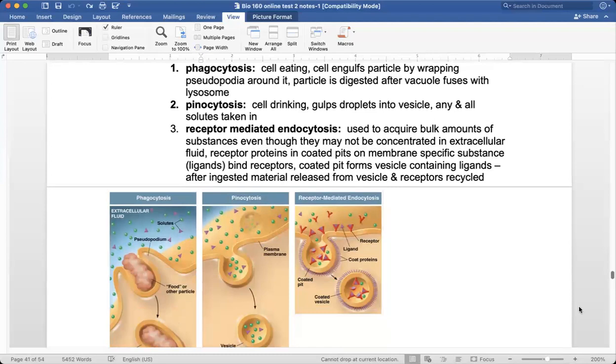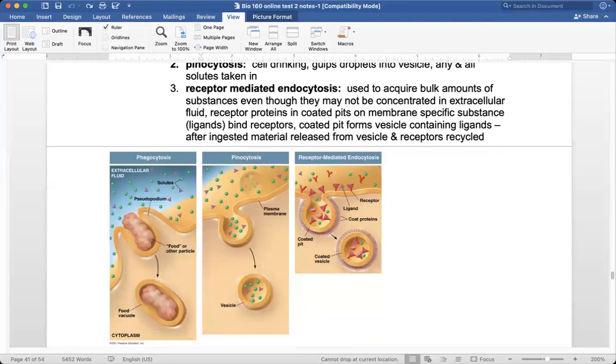And then receptor-mediated endocytosis, this allows bulk materials to come in and for them to be concentrated. So with these, it gets one little particle in or one little droplet in and it swallows it. With this, it's going to wait till all of these receptors are full, and then it's going to swallow the concentrated vesicle of things at that point.